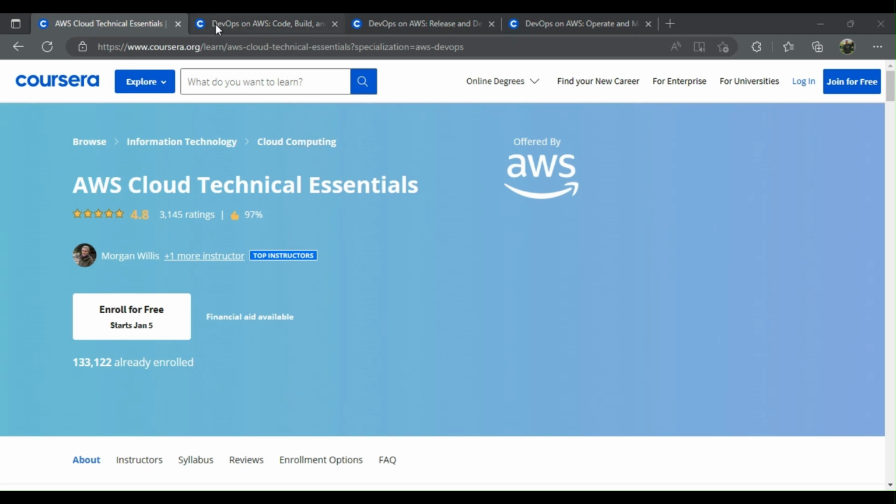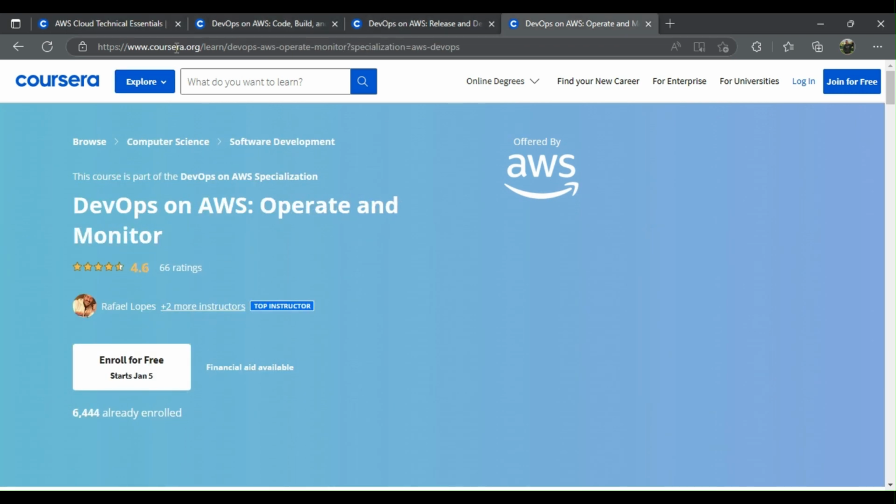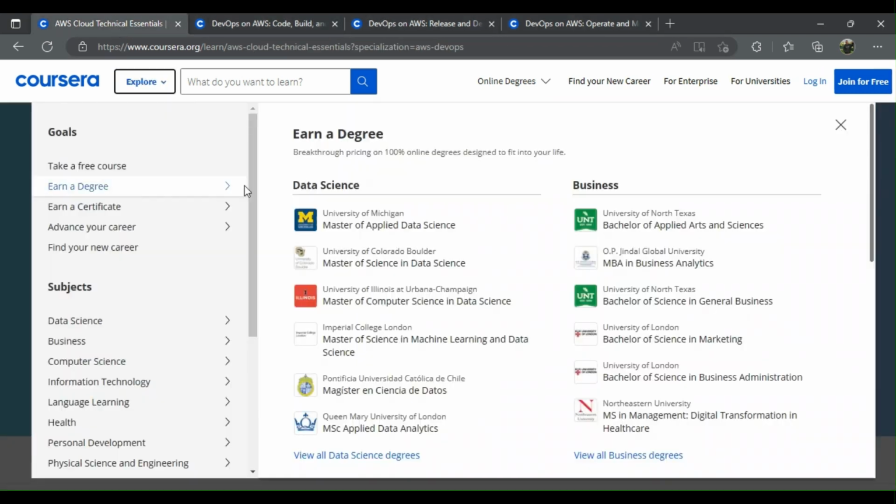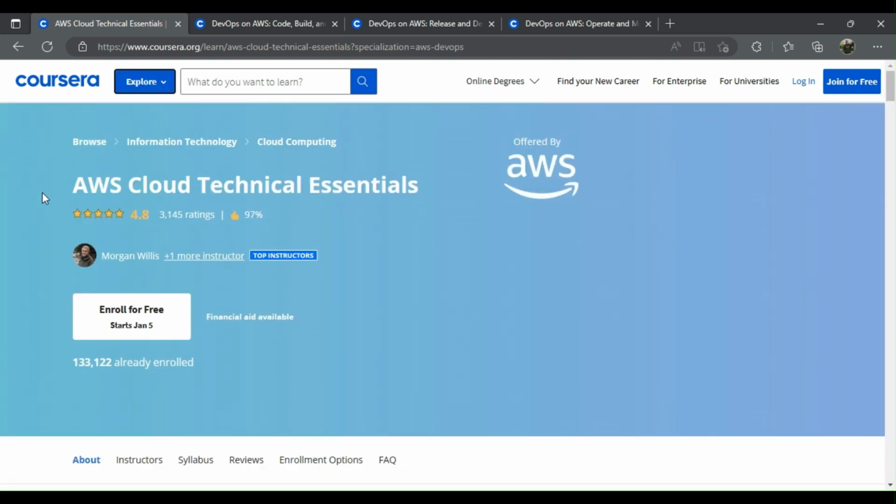The AWS Free Tier offers a selection of tooling and infrastructure resources for DevOps practitioners. I've listed some of them here as the four AWS DevOps courses. 1. AWS Cloud Technical Essentials.